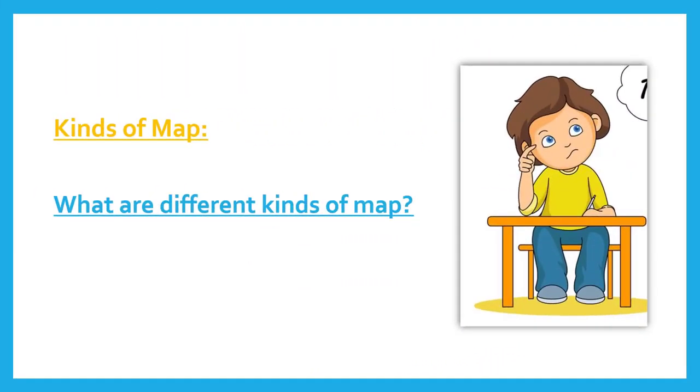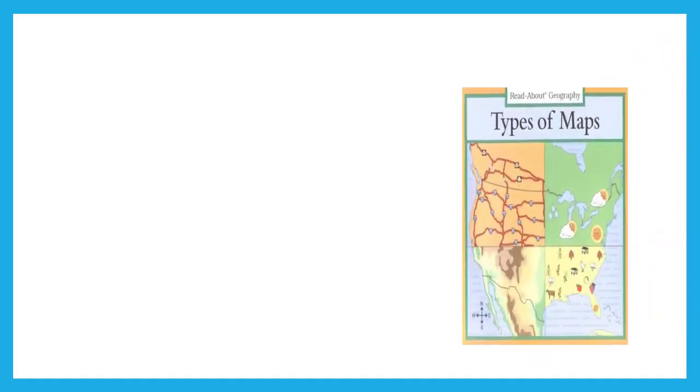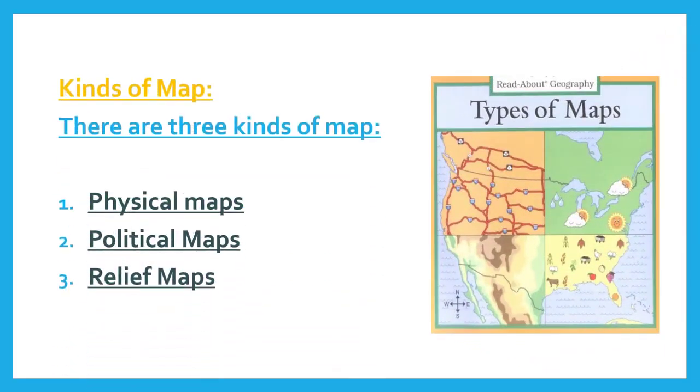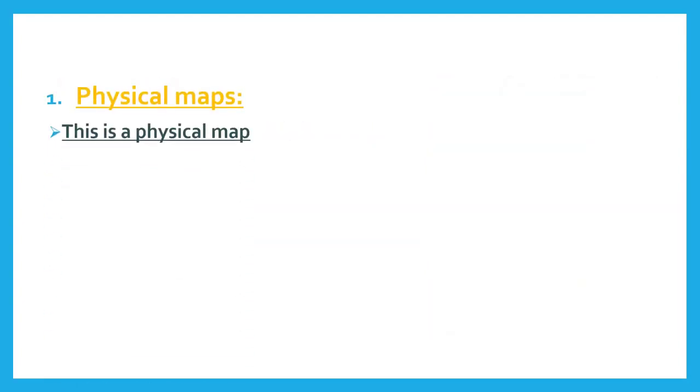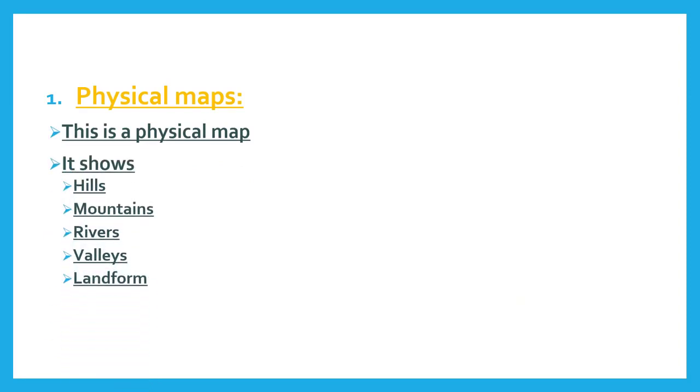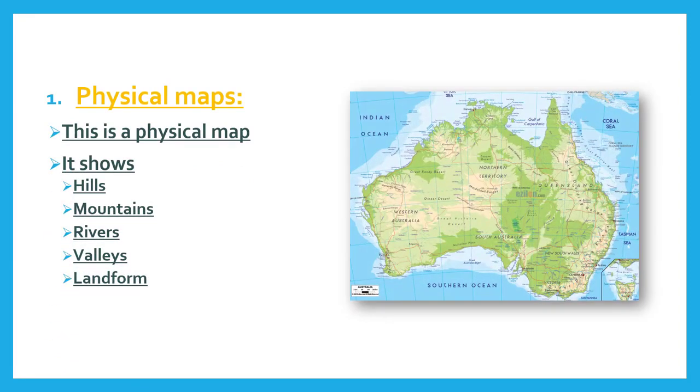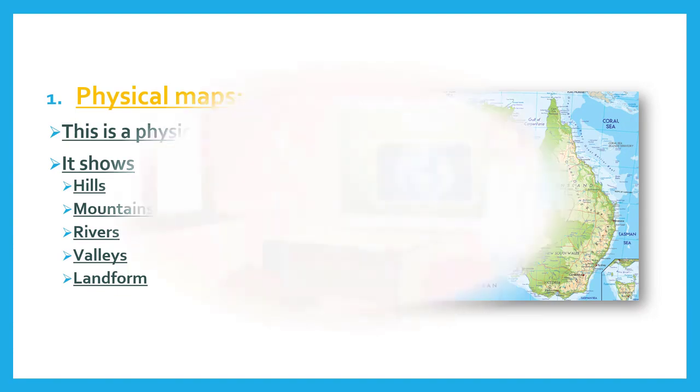Fine students, from this we learned that there are three kinds of map: 1. Physical maps. 2. Political maps. 3. Relief maps. Physical maps show hills, mountains, rivers, valleys, landforms. For more clarity, watch this video clip but carefully.